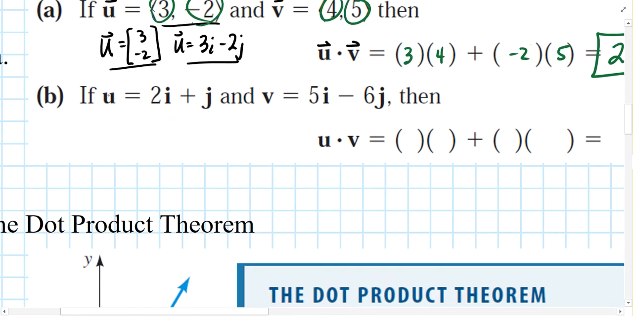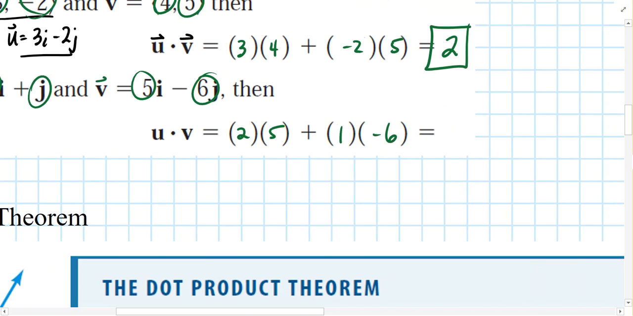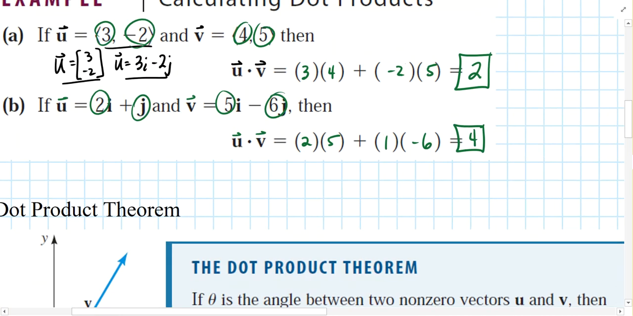The dot product in part B, again, vector u and vector v: horizontal components multiply together, so 2 times 5, and vertical components multiply together. Now there's no number in front of j here, so we assume that's equal to 1. We'll multiply 1 times negative 6. 2 times 5 is 10, and 10 minus 6 is 4, so we would say that the dot product in this case is 4.